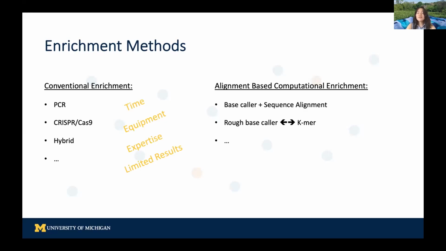There are also some alignment-based computational enrichment methods. Some use a base caller plus a sequence alignment algorithm. Some use a rough base caller to match up with some k-mers. However, these alignment-based computational algorithms usually consume a huge amount of computational resources, including GPUs and huge clusters, and moreover, they rely on a large reference database in real time when they're doing the computation.